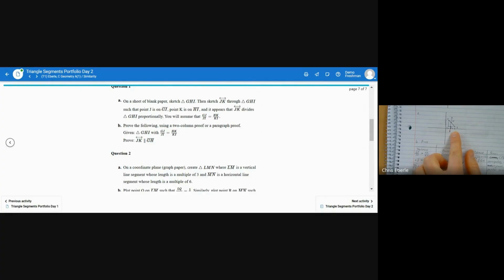So it says sketch JK through GHI such that point J is on GI. So here's GI, and here's point J, and that K is on HI. So each one of these is a little bit different configuration with the way that the triangle is oriented and the mid-segment is oriented, okay?